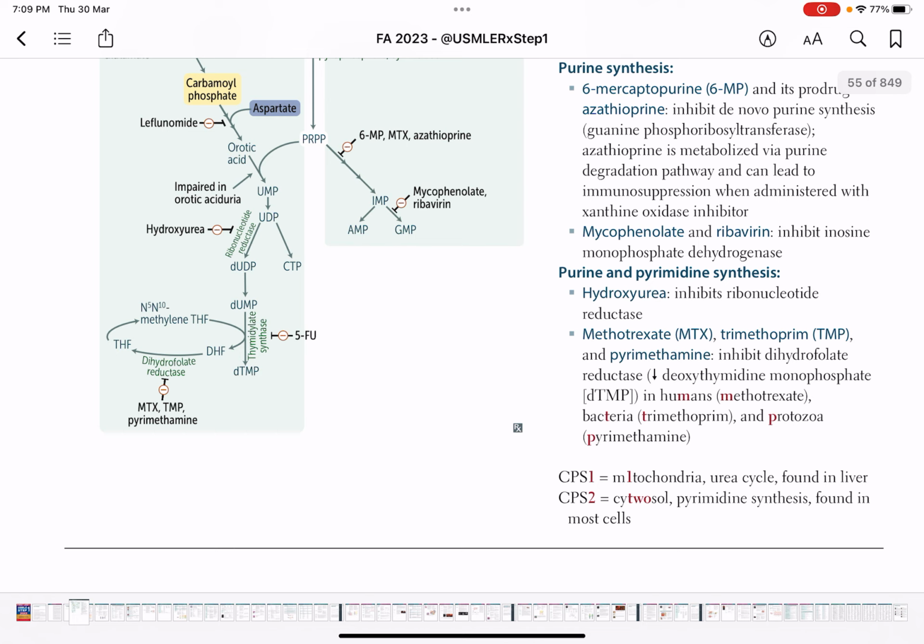Methotrexate, trimethoprim, and pyrimethamine inhibit dihydrofolate reductase. They decrease deoxythymidine monophosphate, that is decreased dTMP. Methotrexate acts in humans, trimethoprim in bacteria, and pyrimethamine in protozoa. CPS1 is in the mitochondria for the urea cycle, found in the liver, and CPS2 is in the cytosol for pyrimidine synthesis, which is found in most of the cells.